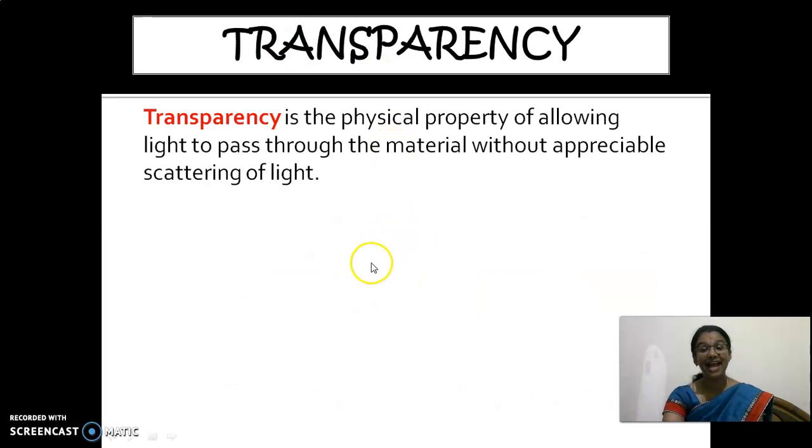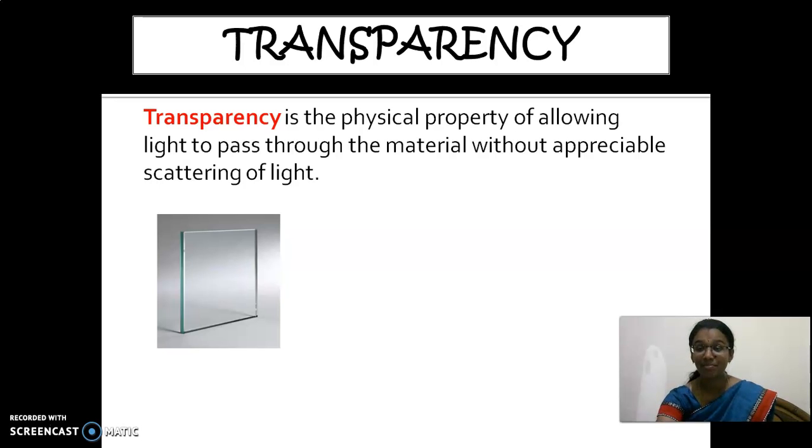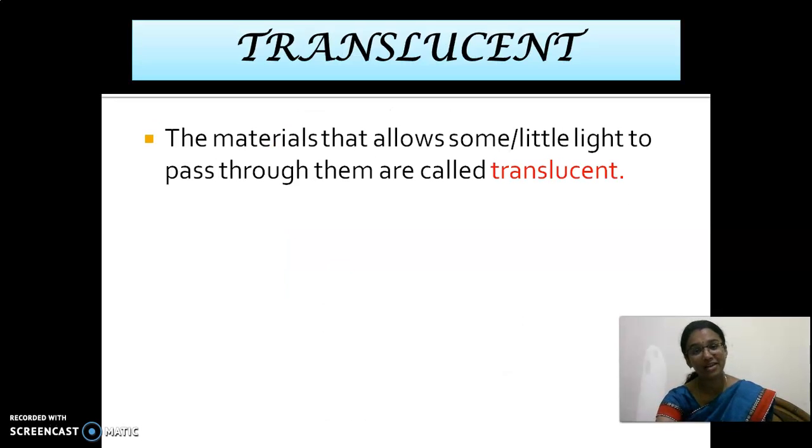Then we have seen transparency. The materials which allow light to pass through them are called transparent materials. Example, glass, water. Translucent material allows only a little or some light to pass through it. They are called translucent materials.